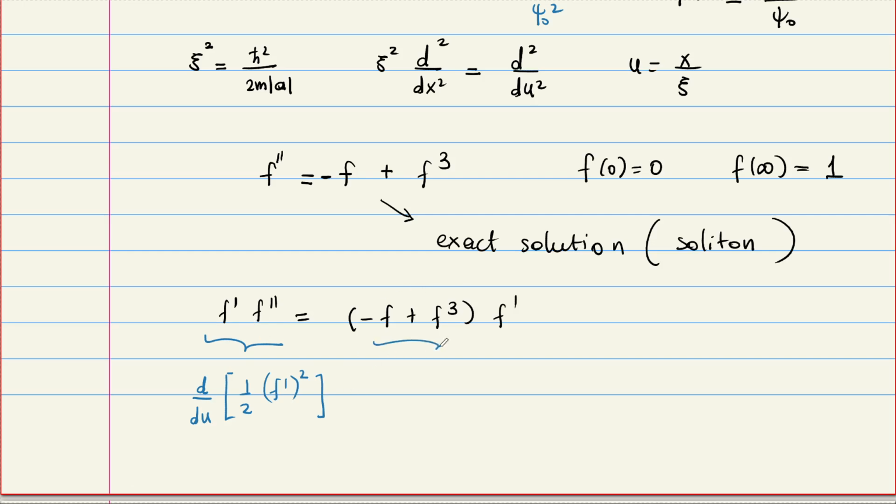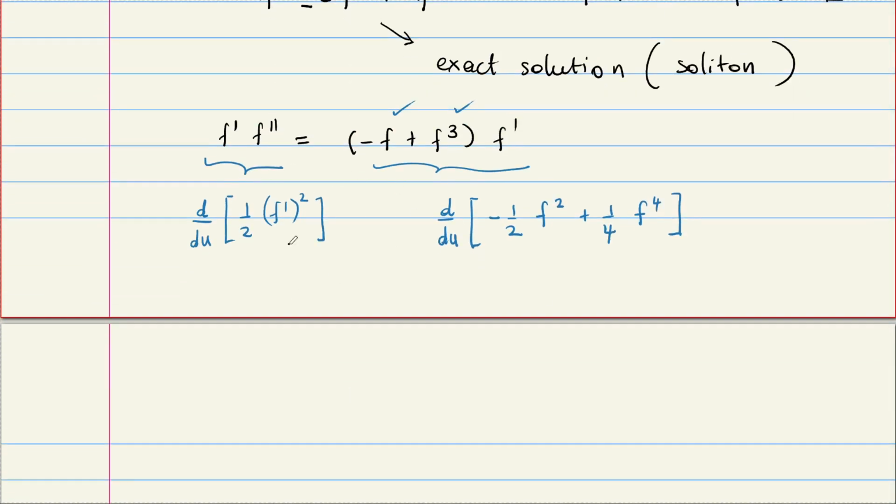And this side, I write this as d/du of minus a half f squared plus 1/4 f to the fourth. Right? If I take the derivative, the 2 is gone, f times f prime, this term is checked, and for this one the 4 is gone, f cubed times f prime, this term is checked.